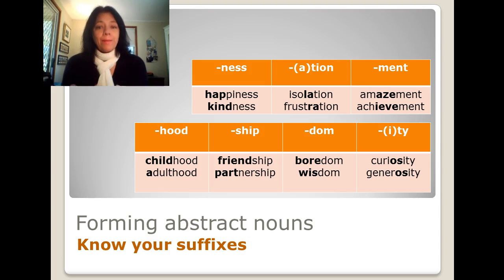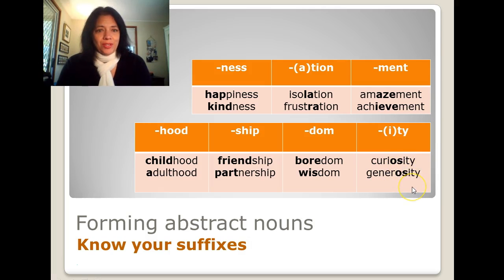Follow me. Happiness, kindness, isolation, frustration, amazement, achievement, childhood, adulthood, friendship, partnership, boredom, wisdom, curiosity, generosity. So I've made all the stressed syllables in bold.